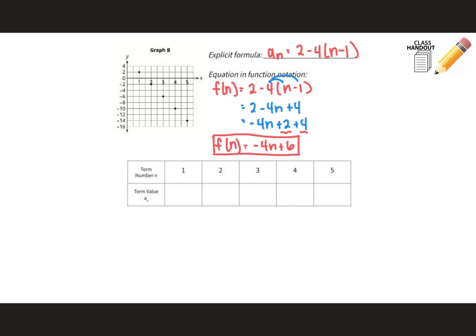All right, now using our table of values. Term 1, we started at 2. Term 2, we went down to negative 2. Then we have negative 6, then negative 10, and lastly, negative 14. To show my common difference, to go from 2 to negative 2, we subtract 4, subtract 4, subtract 4, subtract 4. So there's our common difference: d equals negative 4.